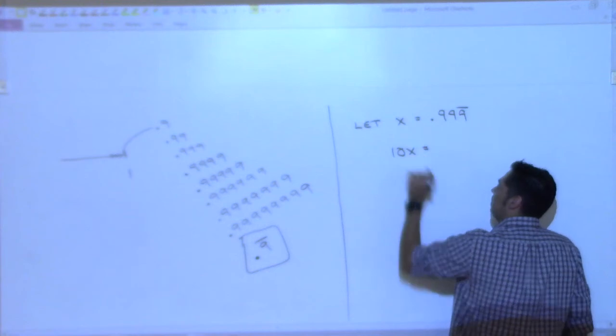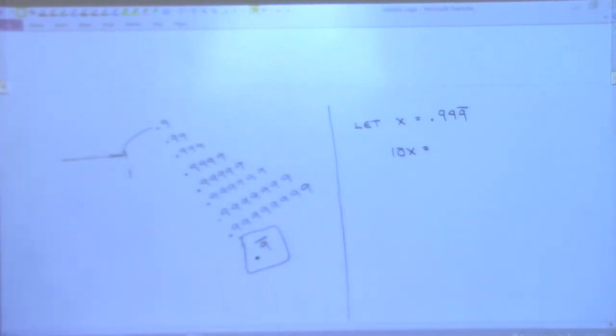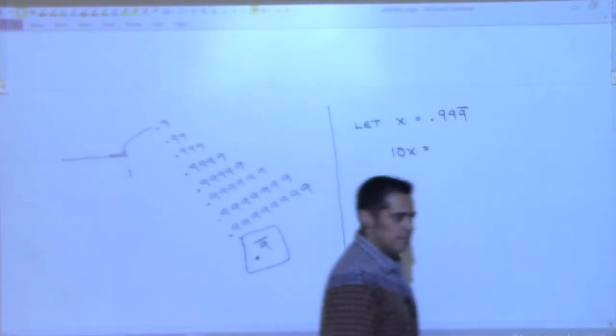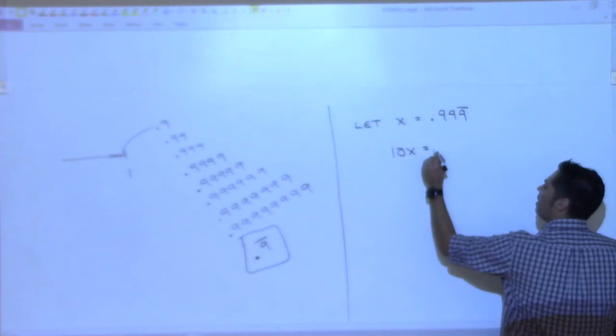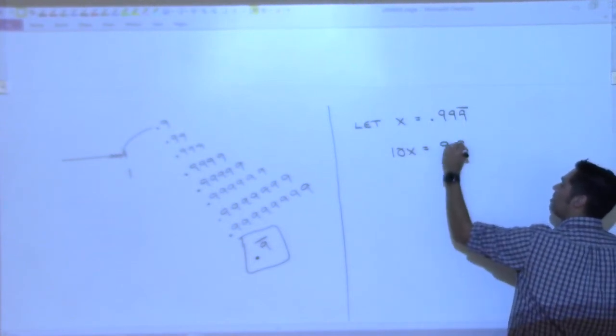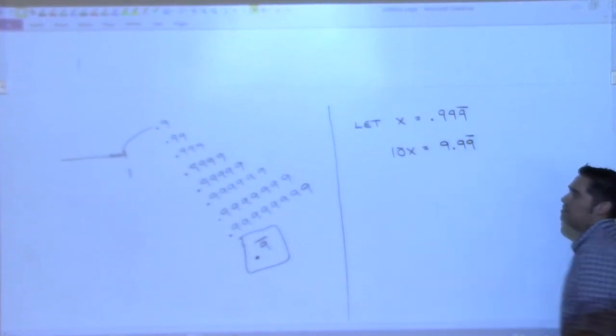All right. Let me ask you this. What is 10x then? When we multiply a decimal by 10, what happens to the decimal point? Moves over, doesn't it? Okay. So do you agree that 10 times x would be 9.99, and I still have a bunch of 9s going forever, right? So that's the same, right?